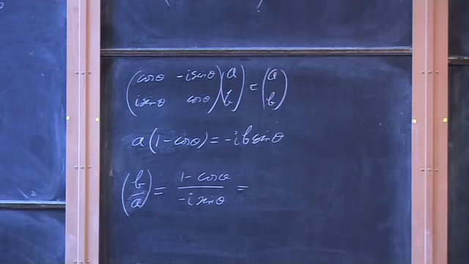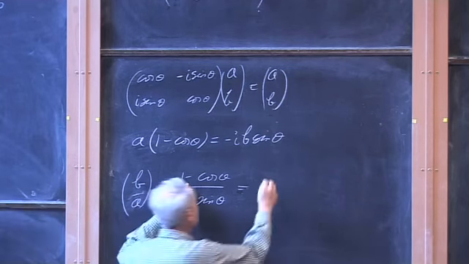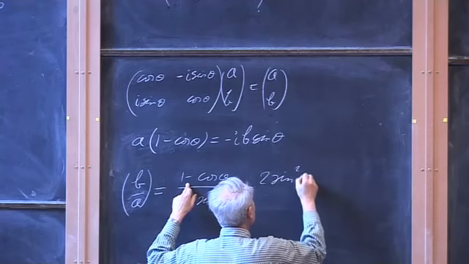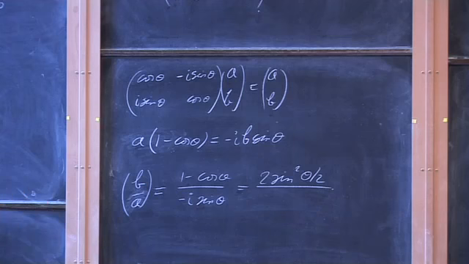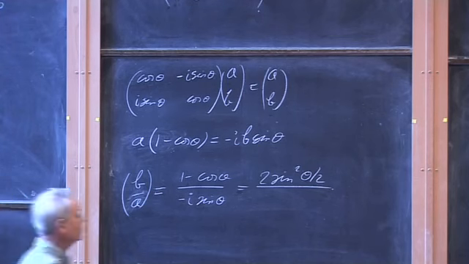And we can clean this up a bit if we use some half-angle formulae, because this on the top is twice the sine squared of theta over 2, and sine theta is twice sine theta upon 2 cos theta upon 2.